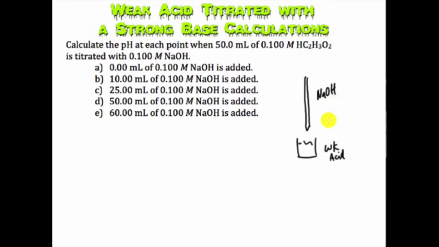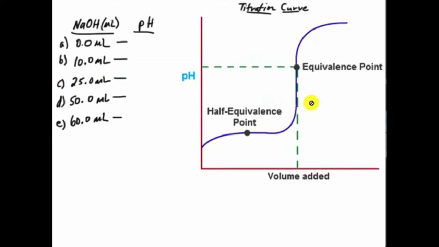Okay, so what we're going to do is calculate the pH of this solution down here as we add more and more of the base. So we're going to be looking at pH changes as we add sodium hydroxide. So we'll be looking at a graph that will look something like this when we're finished.